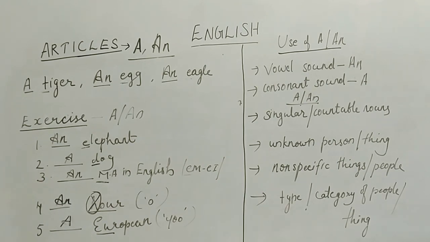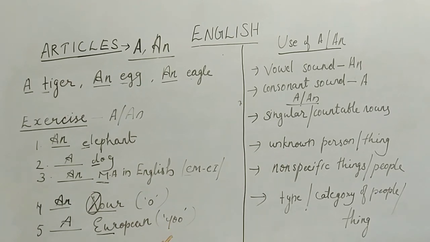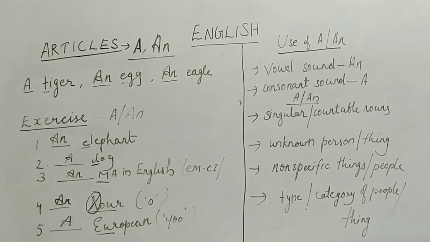Actually here the letter is E, it's a vowel letter. So there is a chance to make mistakes here, but don't make mistakes. Here we have to check the sound. Here the sound of U, it's a consonant sound. So we have to use here a European. Clear, students?